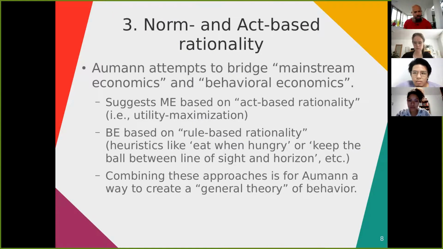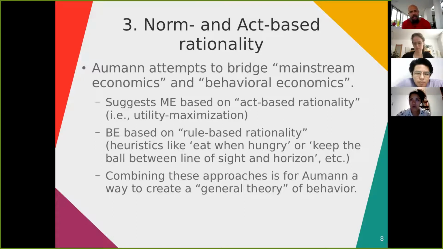Firstly, to norm and act-based rationality. This is a paper by Robert Aumann, who also is a recipient of the, again in quotation marks, Nobel Prize in economics. And this is quite a recent paper of his. I think it's from, oh goodness, I don't remember. It's 2009 or something. It's not very old.